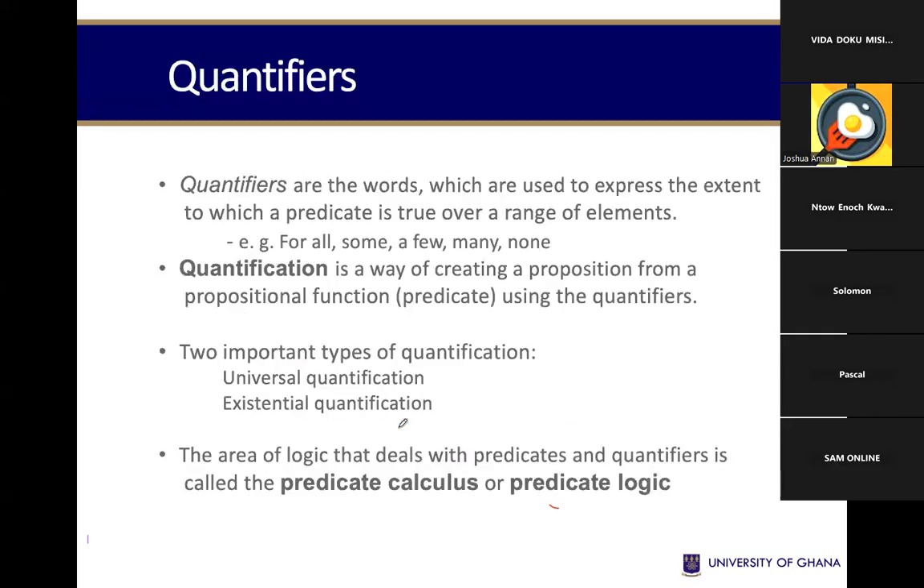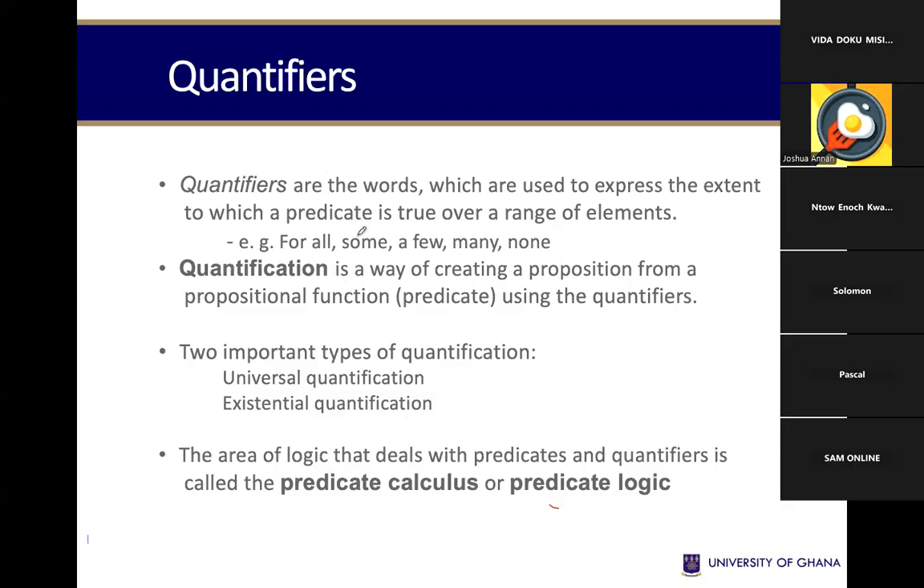All right. You're welcome. Now we move on to quantifiers. Quantifiers are words which are used to express the extent to which a predicate is true over a range of elements. So we're trying to find the extent at which a particular predicate can be true. Remember, predicate is dealing with a wide variety, right? So we want to know the extent it can be true. In that case, we're going to look at 2 main forms: the universal quantification and then the existential quantification, right?